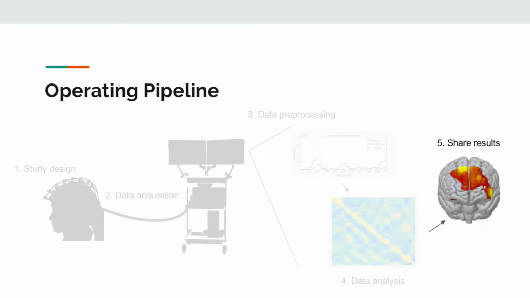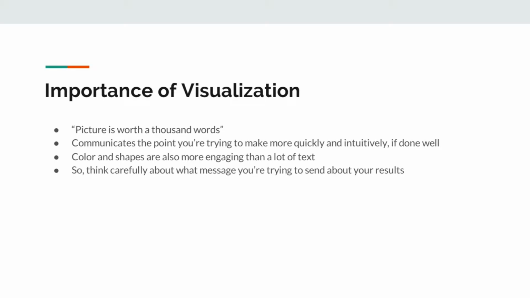The very last step now of our operating pipeline for fNIRS would be sharing the results, visualizing and communicating what we've done. We all know how to talk about our data, write out which stats we use, do Bayesian or frequentist reporting in APA format. But there's also this importance of visualizing our data. The picture is worth 1,000 words mantra.